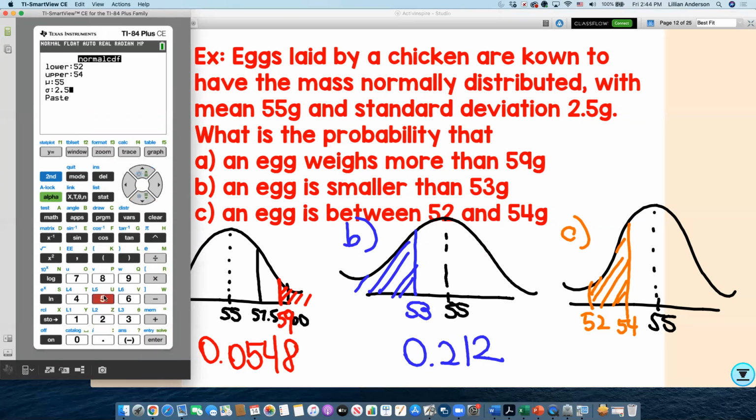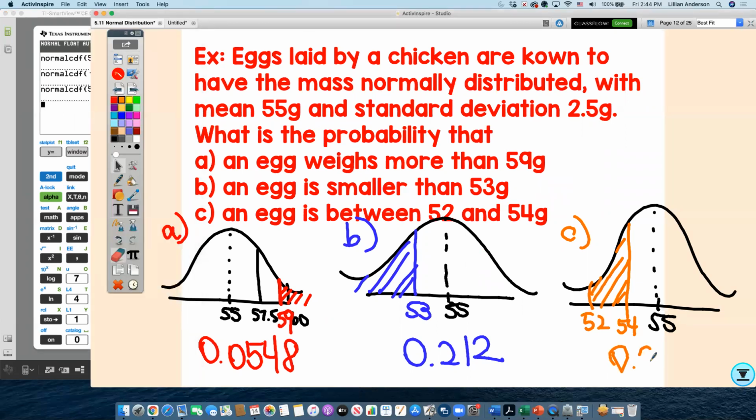I know why I went back to that, because I accidentally clicked something earlier. Did you guys get this? Yes. How do you round that to 3 significant figures? 0.230, with the 0. There you go. That's how you find probabilities. Normal CDF allows you to find the probability underneath a curve to model these different situations.